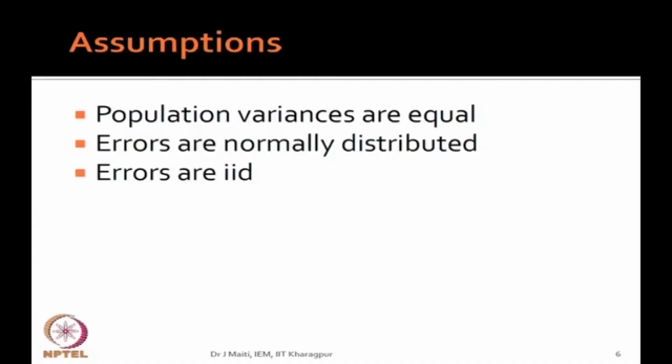Now, I will first explain how to test the equality of population variances. If this first assumption, equality of population variances, is not satisfied, what will happen then? You cannot use the traditional ANOVA. There are some other methods, but you have to go for a different way of doing things. Here this assumption is vital for us.